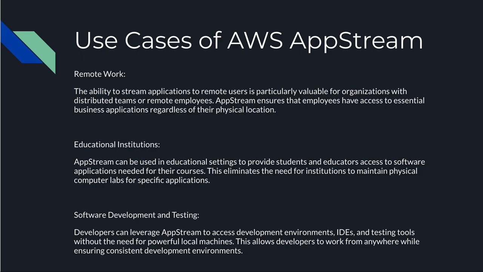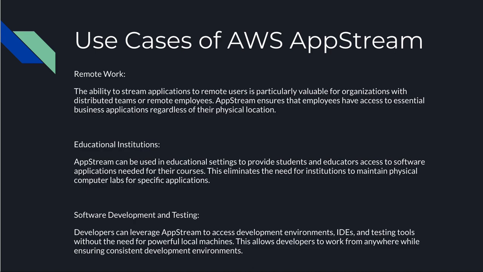Next is software development and testing. Developers can leverage AppStream to access development environments, IDEs, and testing tools without the need for powerful local machines. Now, this is very significant because as the project becomes more complicated and grows over a period of time, you require more resources for running these testing tools, which can be greatly reduced with the help of AppStream, since all these machines will be running in the cloud on an on-demand basis. So the cost, maintenance and administration work gets reduced because now they are running in a centralized manner, and that way it's much more beneficial to run.